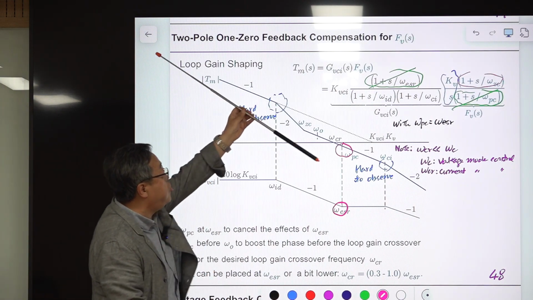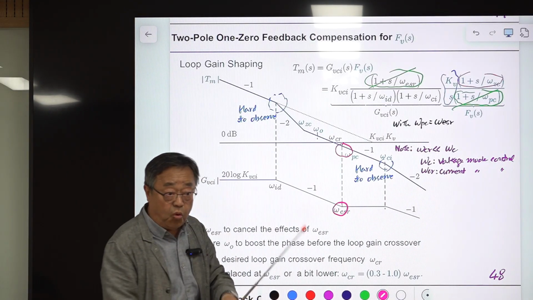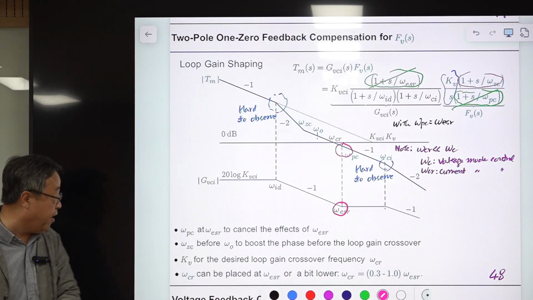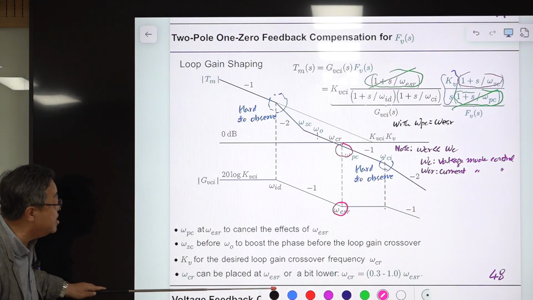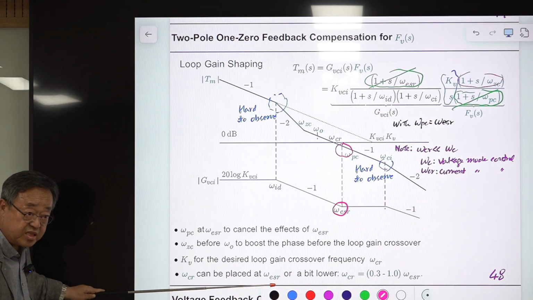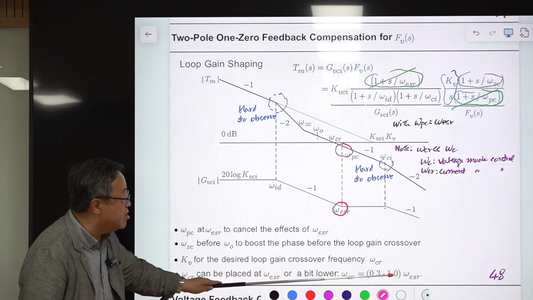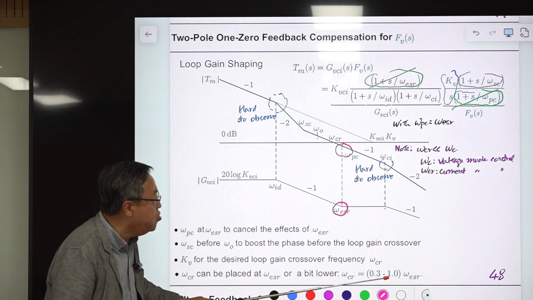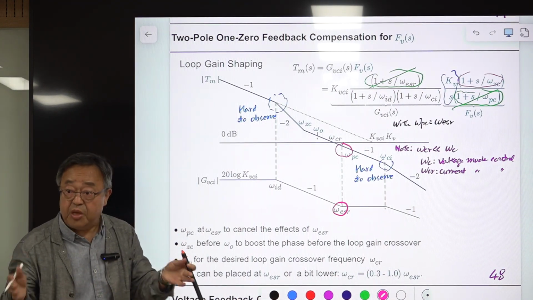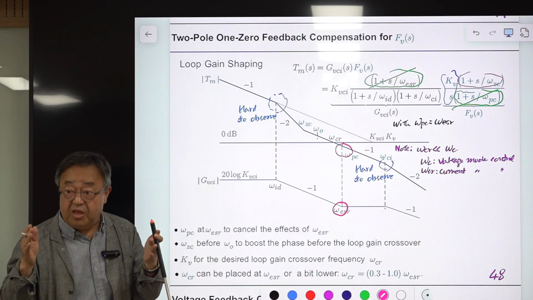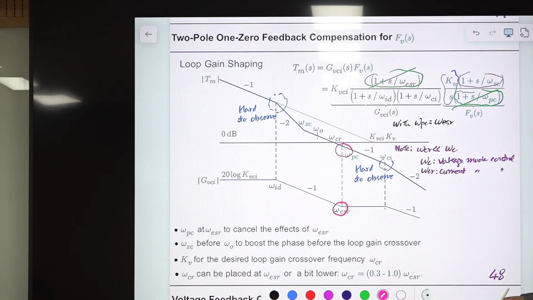Finally, you adjust K to place the crossover frequency of this loop gain. The location of this crossover frequency is also important. So this is the guideline. Omega CR can be placed at omega ESR. If possible, this is the best place. But if not, then a bit lower than this one, so 0.3 to 1.0 times omega ESR is the range. A relatively wide range. It depends on the value of your ESR. If ESR is large, you can go in this direction.